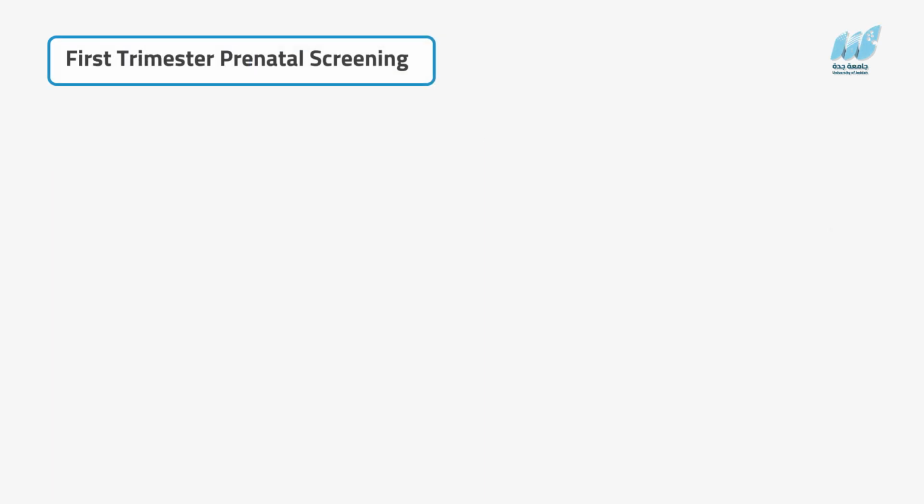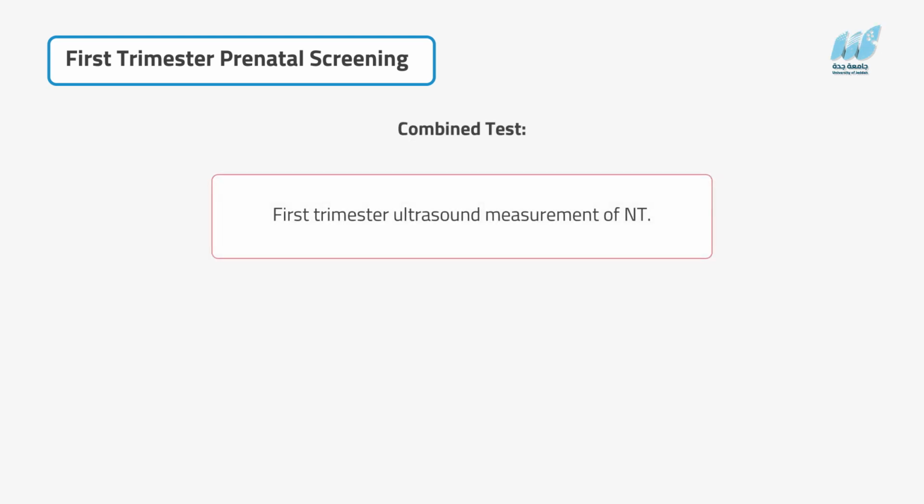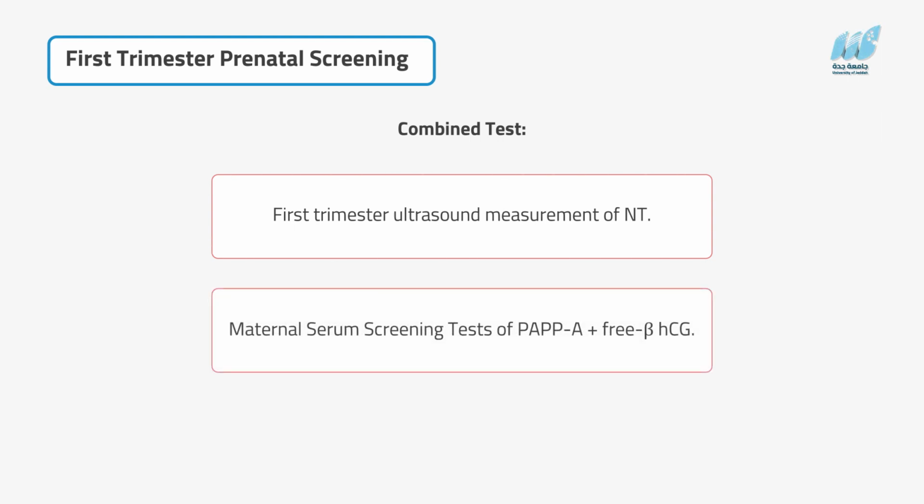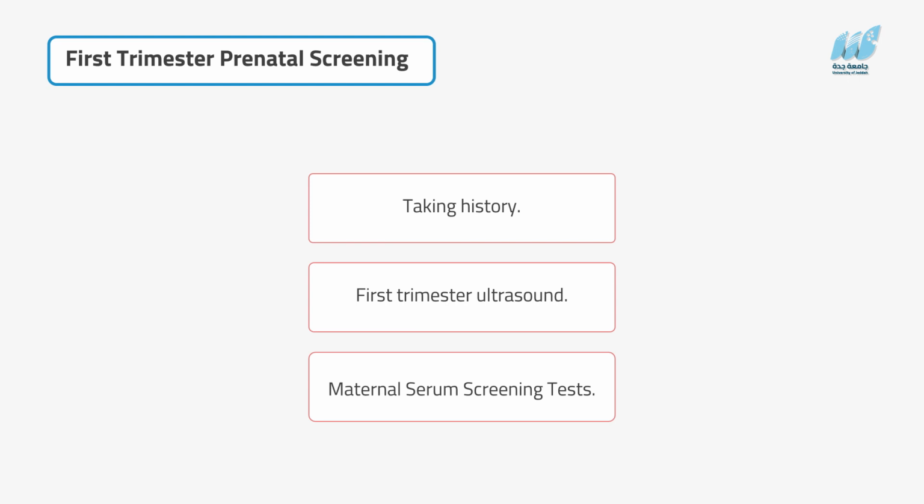First trimester prenatal screening. A combined test with an ultrasound measurement of nuchal translucency and a screening of the maternal serum for PAPP-A and the free beta-HCG. This combined first trimester screening test can identify a pregnancy with increased chance of aneuploidy, such as Down syndrome and Edwards syndrome. There are 3 important rules in first trimester prenatal screening: taking history, first trimester ultrasound, and maternal serum screening test.